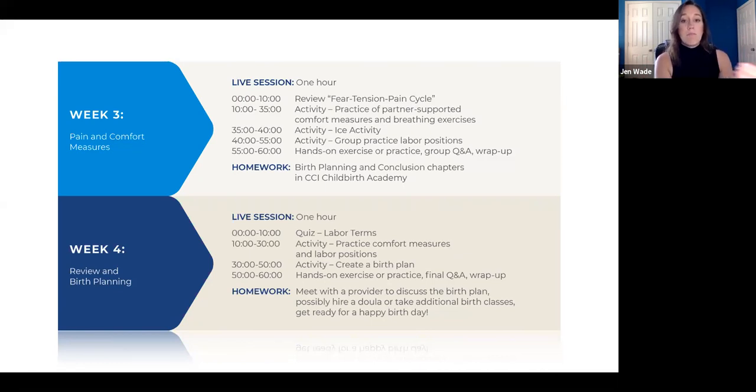And then medical options, facility specific. For example, if you offer nitrous oxide, I know some facilities do, some do not. So you can really make this personal and expand on it. And then the last week is a review and birth planning. So again, personalization is key, so that you can bring in your own expertise.